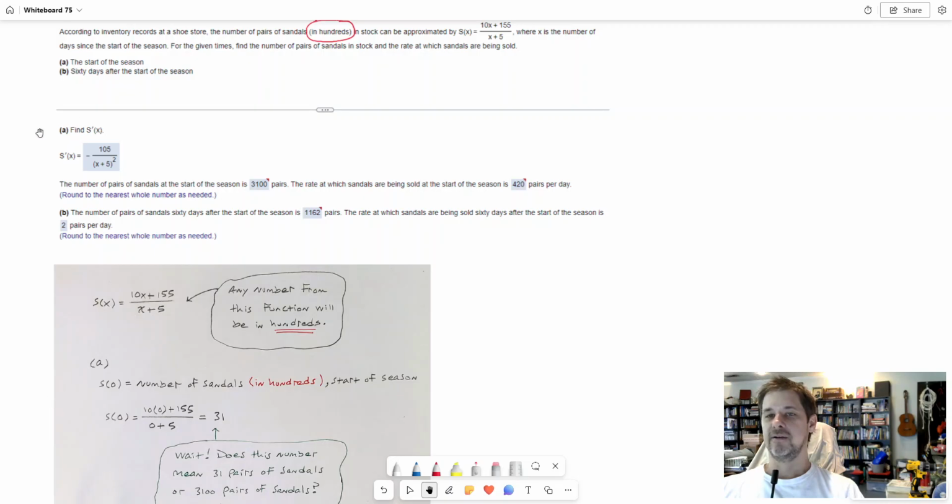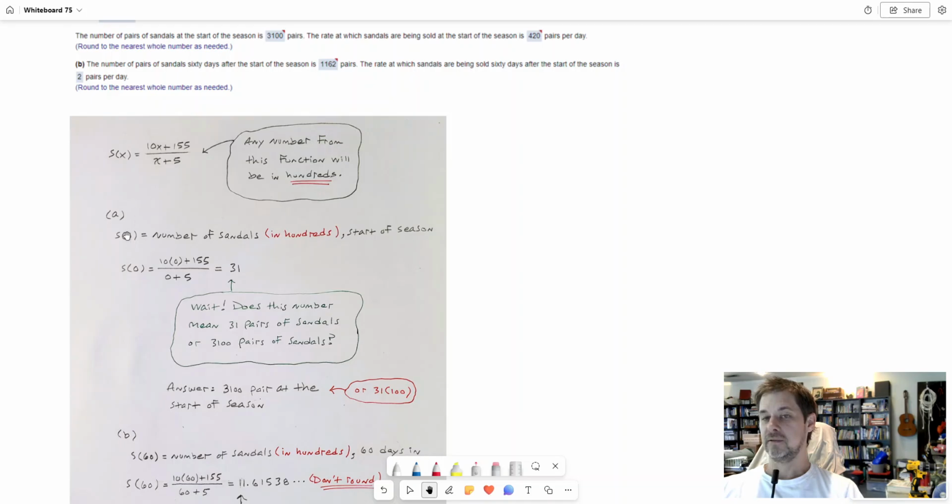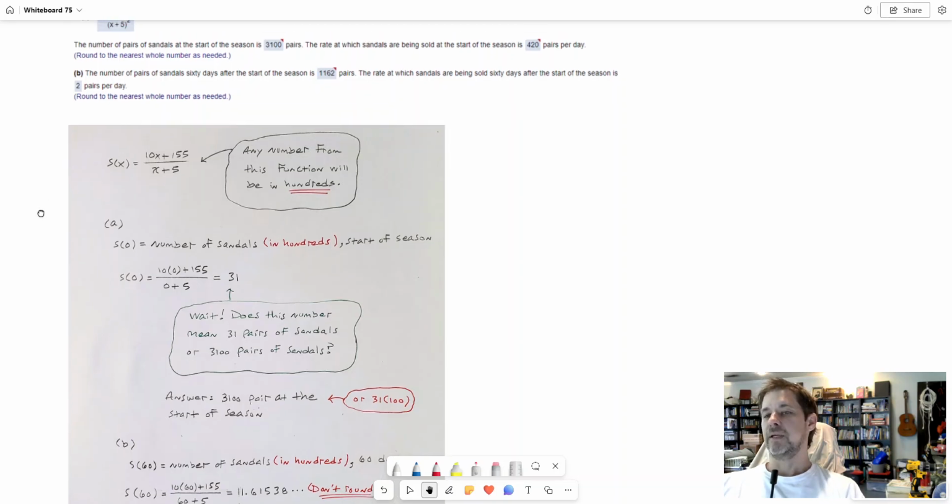So for example, if I do part A, what the inventory is at the start of the season, that's referred to when x is 0. X is 0 refers to the start of the season. I take my function, put 0 for x, and I get 31. When you see that 31, you might wonder: is the inventory 31 pairs of sandals, or 3100? Remember, whenever you get a number out of this, it tells me the inventory in hundreds. So I see 31, but I have to think 3100. The inventory is 3100.